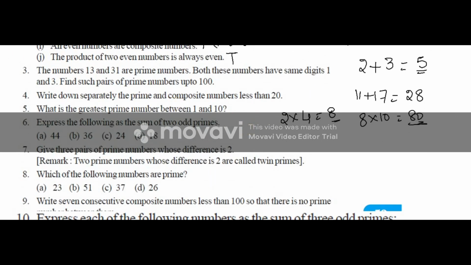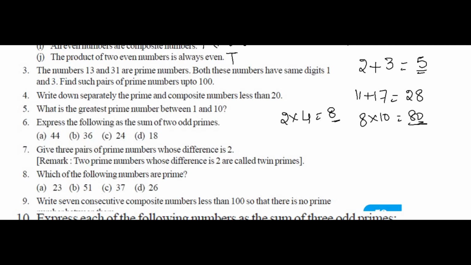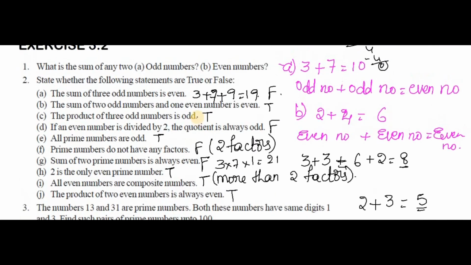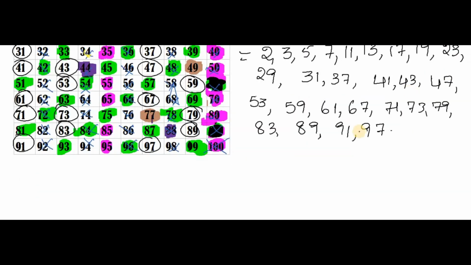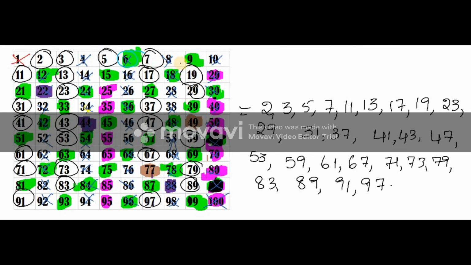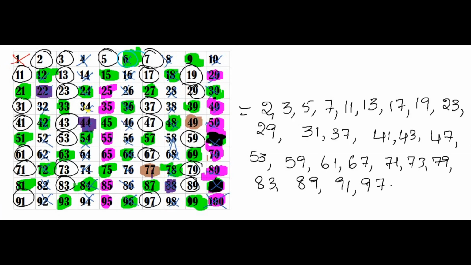The numbers 13 and 31 are prime numbers. Both these numbers have the same digits 1 and 3. Find such pairs of prime numbers. So here we have a list of prime numbers. In this list we can identify such kind of prime numbers. If you reverse this, you should get that prime number. So that is 17 and 71 like that, and 19 and 91 like that.